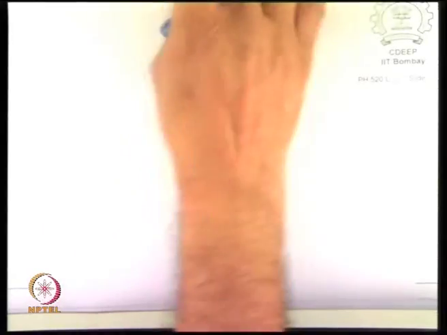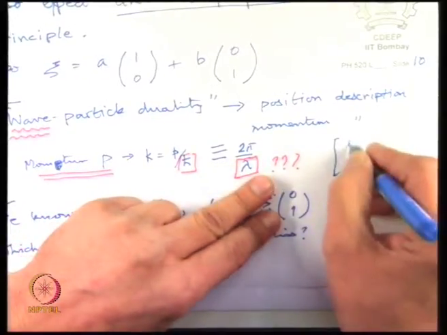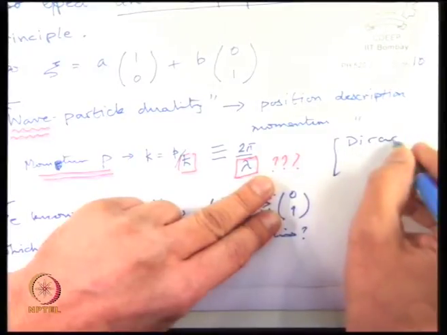By the way, what I am telling is nothing new. It is what is written by Dirac in his 1929 book. You have to read Dirac's book. Please don't read any other. So there are only two books to read in quantum mechanics, Dirac and Schiff.